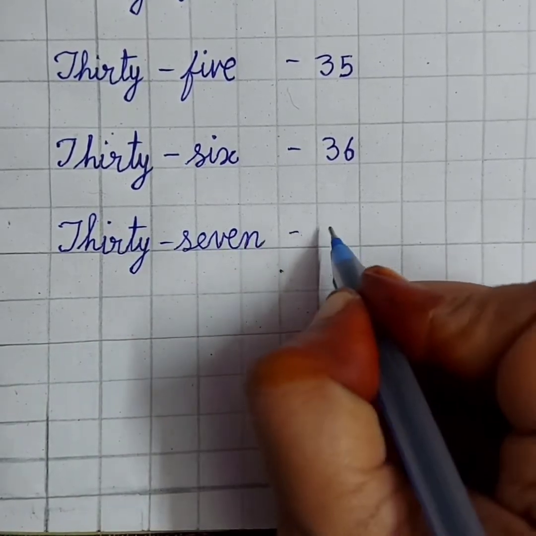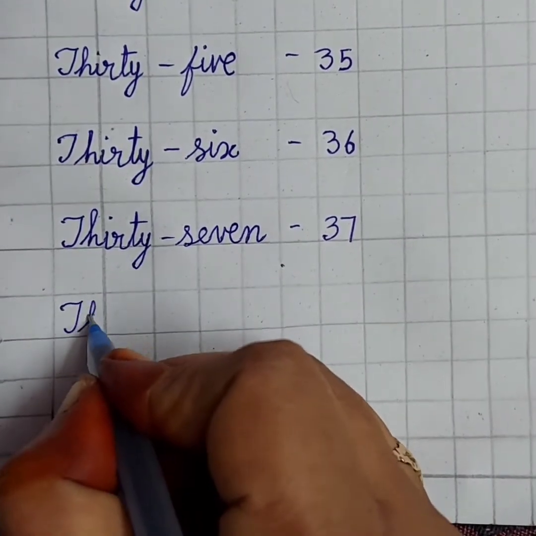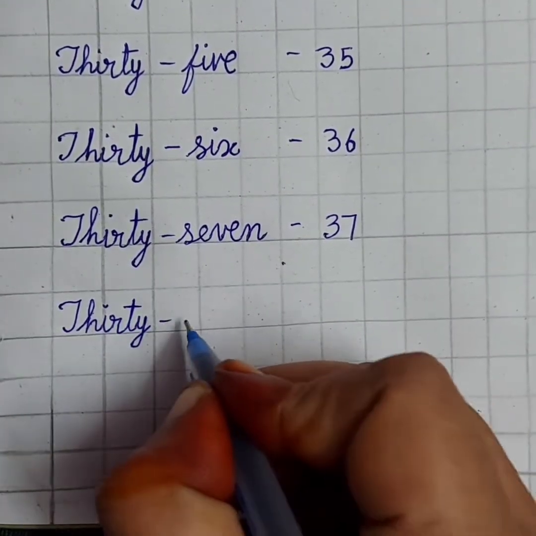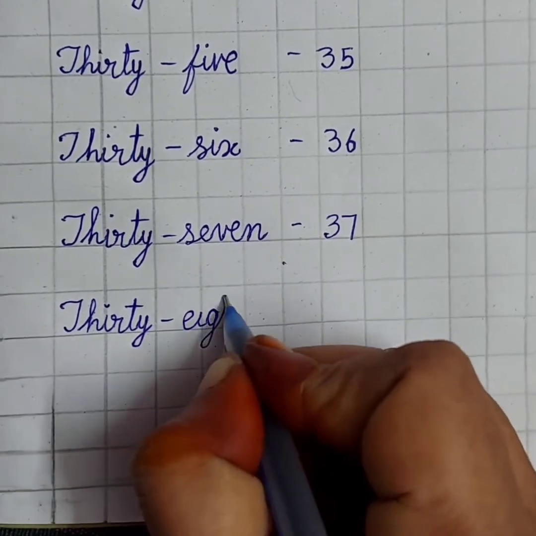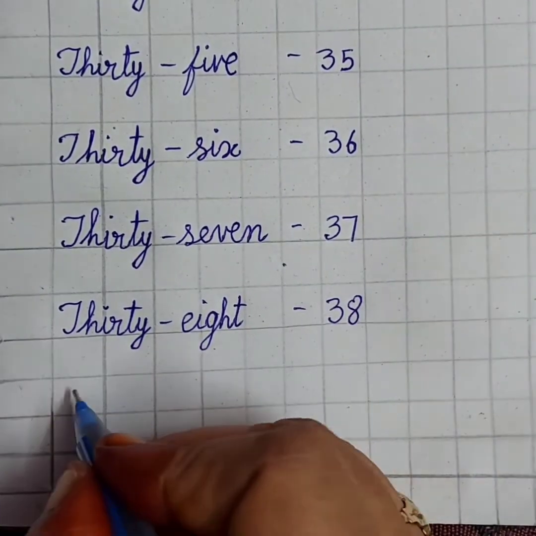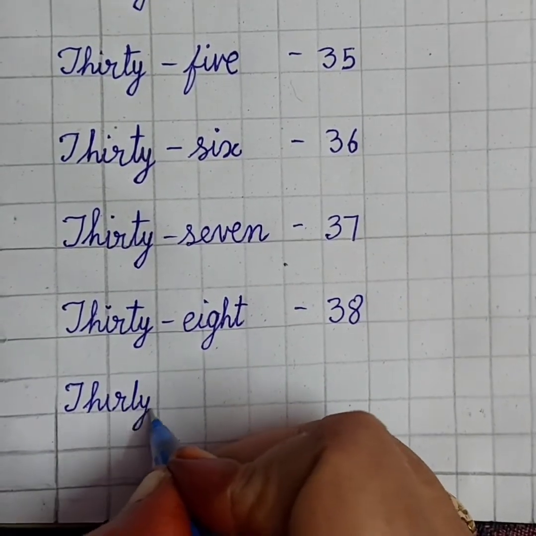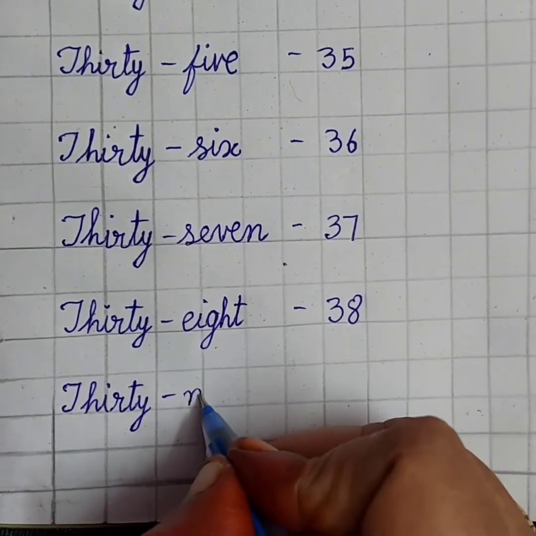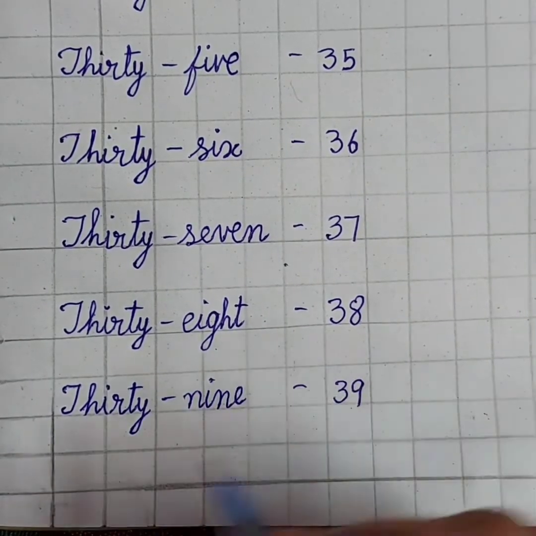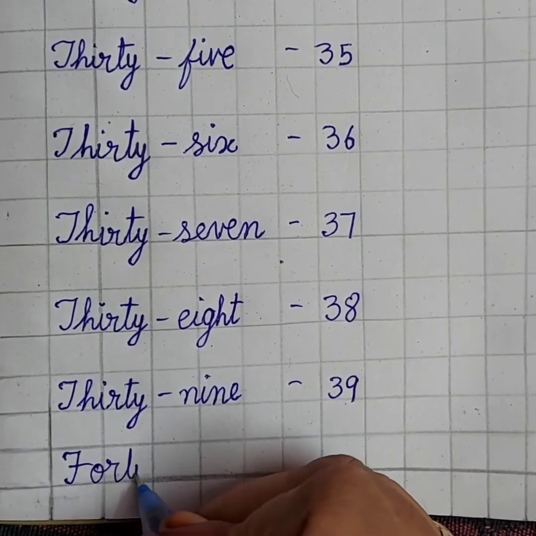SEVEN, 7. 37. THIRTY, 30. EIGHT, 8. 38. THIRTY, 30. NINE, 9. 39. FORTY, 40.